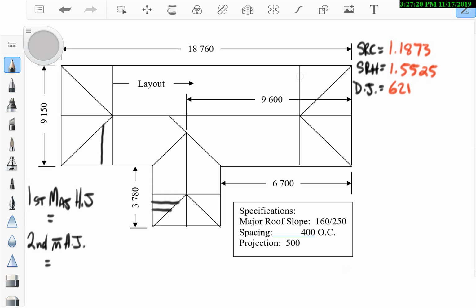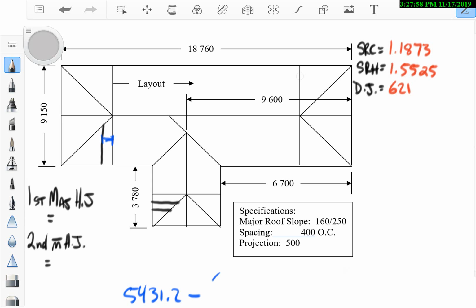So 45/75 is the run of major, multiplied by 1.1873. So we have the line length of our major rafter of 5431.9. It's the first major hip jack. So we're moving over simply one spacing from there to there. That one spacing is simply one difference in jacks. So we just subtract from this, minus, and what I do is I put things in brackets for difference in jacks.